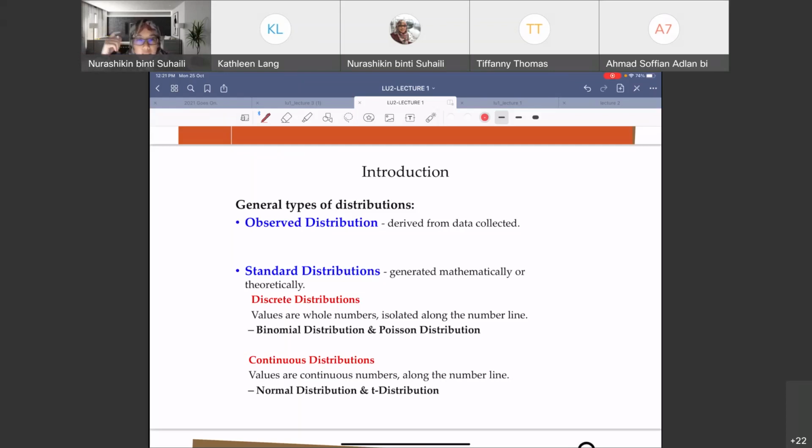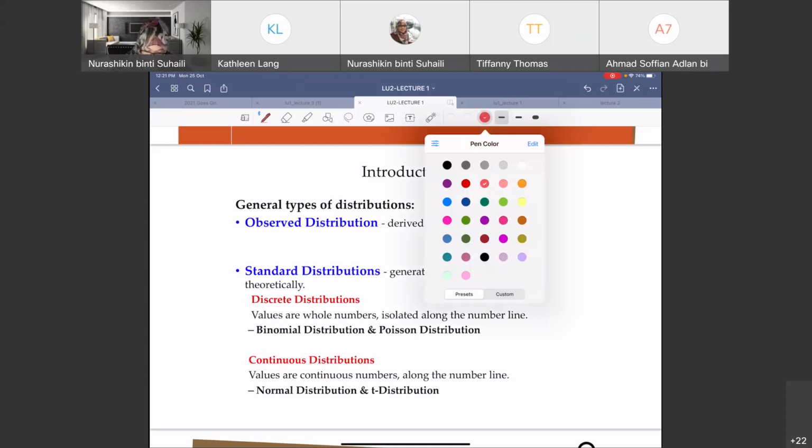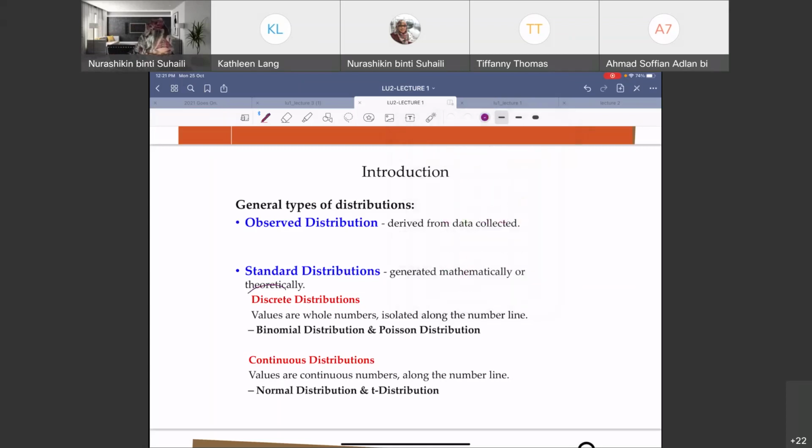So under standard distribution, there are 2 types of distributions, discrete distribution and continuous distribution. I think I mentioned these 2 terms in the previous lecture. Discrete is something to do with whole numbers. There are no decimal points. So discrete, whole numbers. Whereas when we talk about continuous, it's about continuous values, like 1.1, 1.2, 1.3. That is an example of continuous numbers. The easiest way to remember is decimal points.